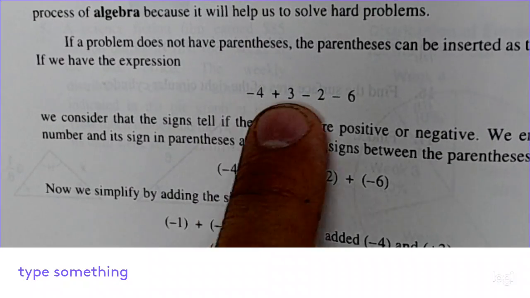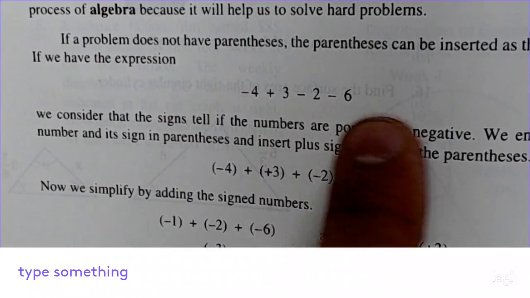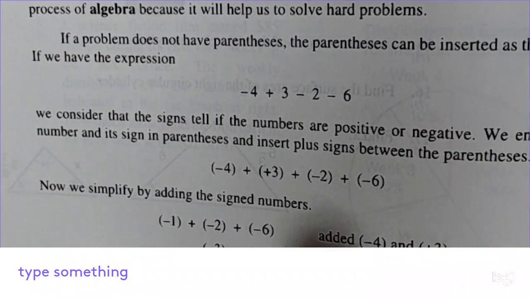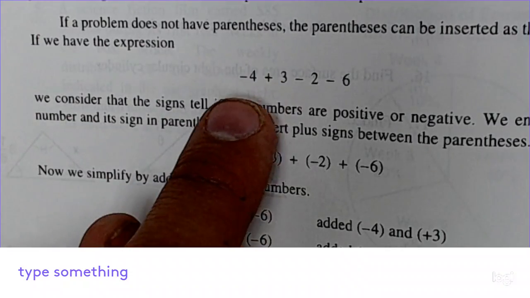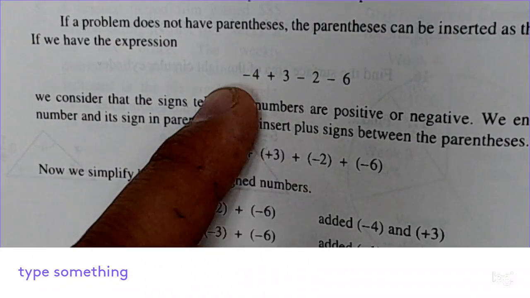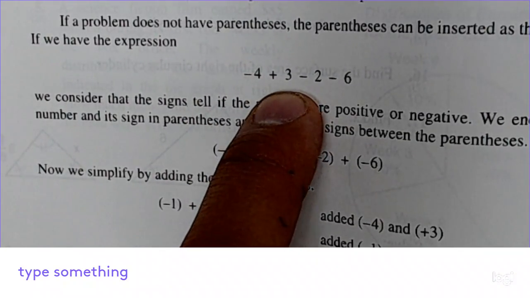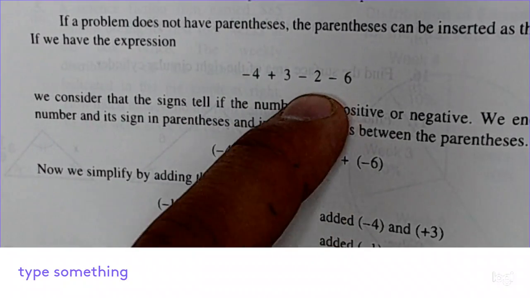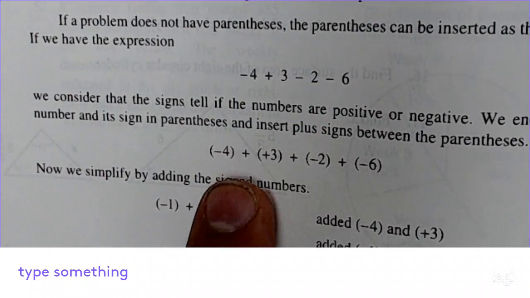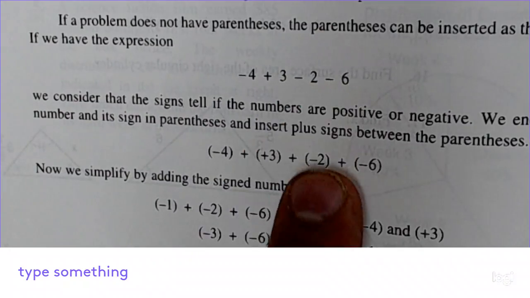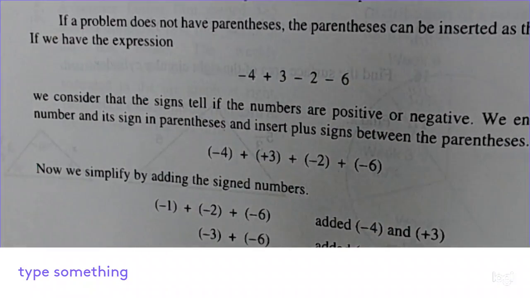So the way that you mentally insert parentheses is like down here. You can see with this problem, negative 4 plus 3 minus 2 minus 6. Normally that's a PEMDAS problem. We'd work it from left to right, but when I mentally insert parentheses, I would just put parentheses around the negative 4. I don't have to put a plus sign in front of that because it's the first number. Then I put parentheses around the plus 3 and then put a plus sign in front of that. Parentheses around the negative 2, put a plus sign in front of that. Parentheses around negative 6, add a plus sign. So that's how we insert parentheses.